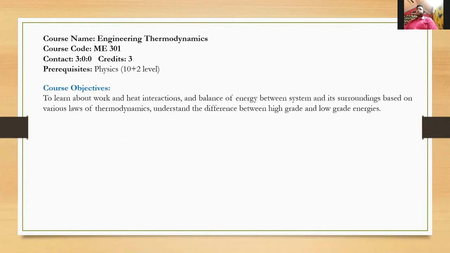The objective of this course is to learn about work and heat interaction and the balance of energy between the system and its surroundings, based on various laws of thermodynamics, and to understand the difference between high grade and low grade energies. Basically, we want to know especially about the heat and work interaction details, and how exactly the system and surroundings are related through heat and work transfer via various laws, and how they are defined. Ultimately, our primary motto is to differentiate high grade and low grade energies.